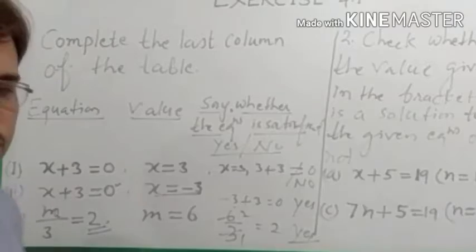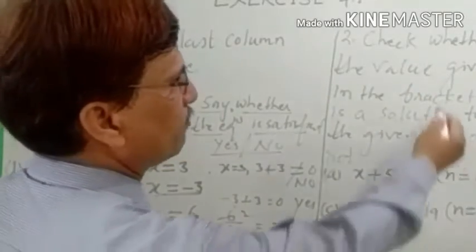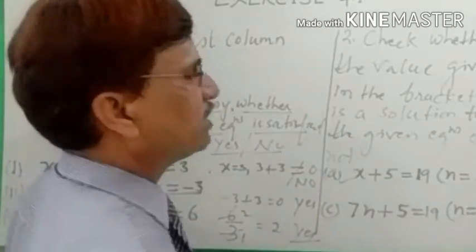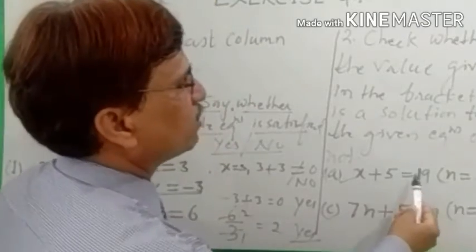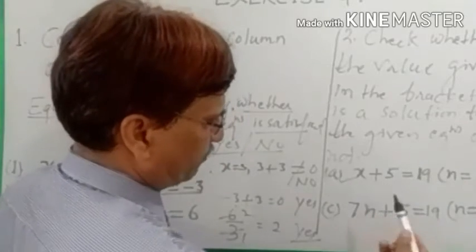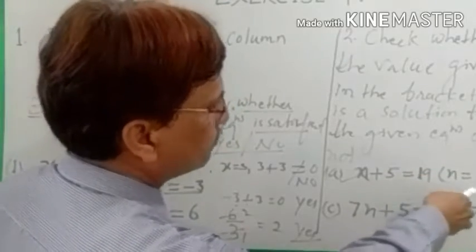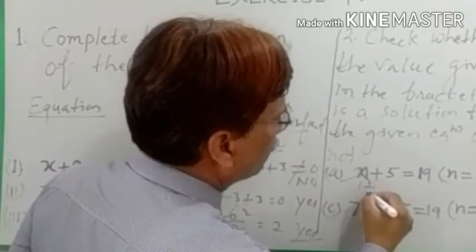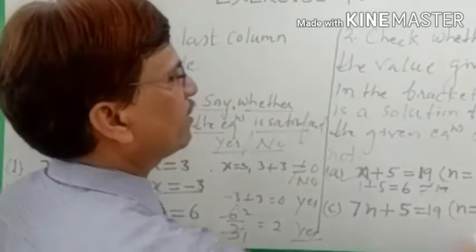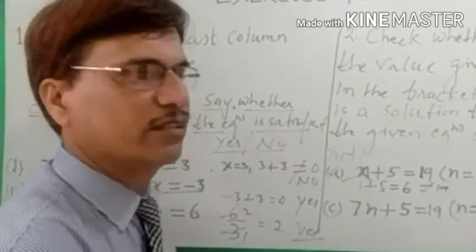Okay. Now question number 2. Check whether the value given in the brackets is a solution to the given equation or not. Question second A. n plus 5 is equal to 19. In bracket n is equal to 1. If you put 1 in place of n, 1 plus 5 is equal to 6, not equal to 19. So n is equal to 1 is not the solution of the given equation.